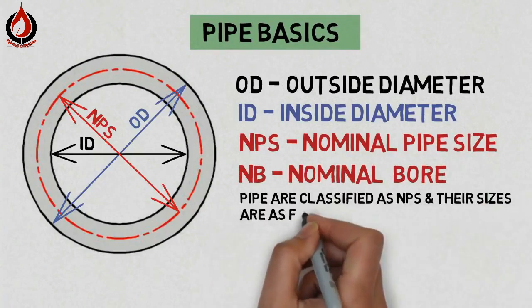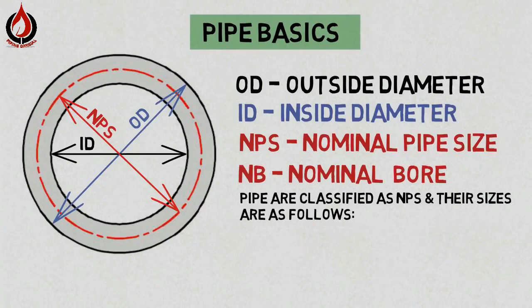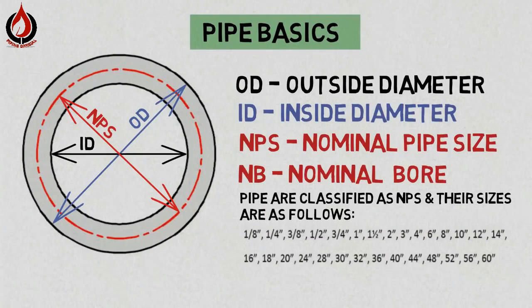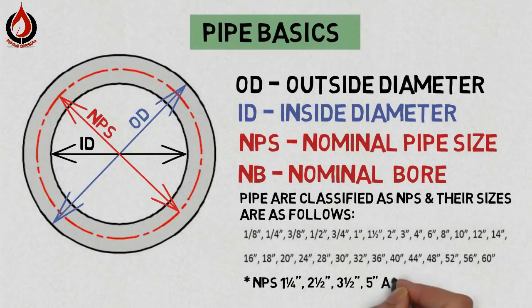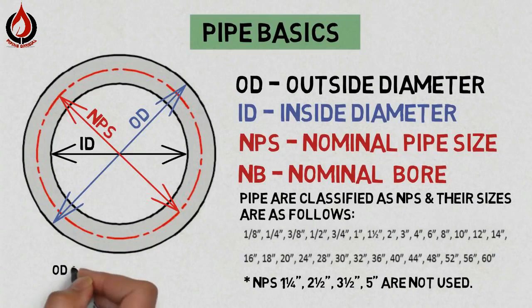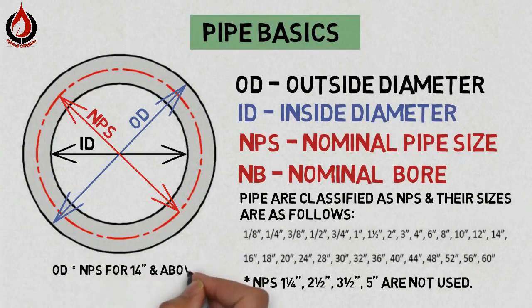Pipes are classified as NPS and the sizes are as follows. Some sizes are non-standard, like 1 by 4, 2.5, 3.5 and 5 inch. And the most important, for 14 inch and above, NPS is the same as OD.